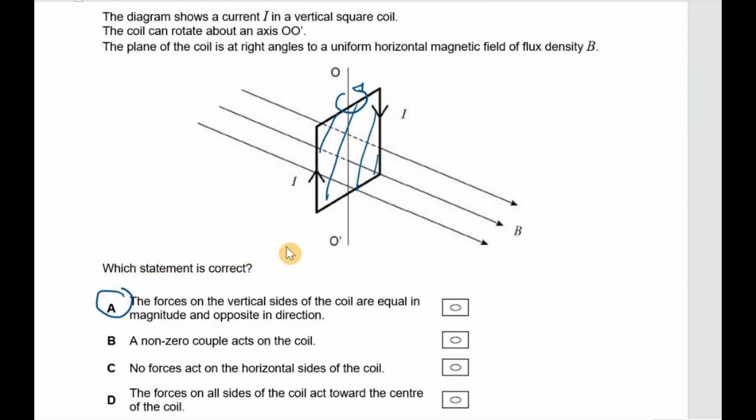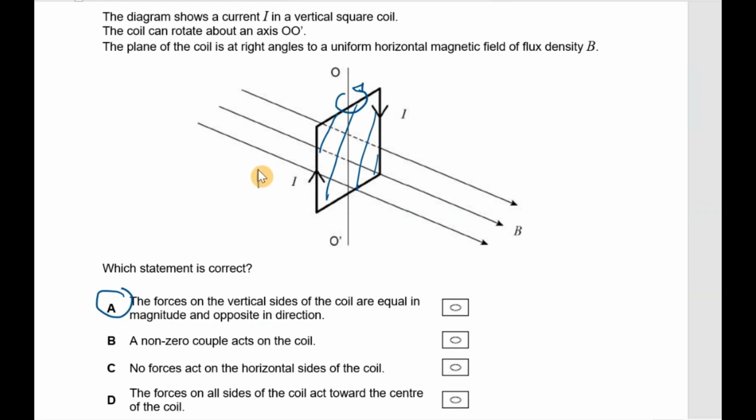So let's look at the first statement. The forces on the vertical sides of the coil are equal in magnitude and opposite in direction. Well, there's going to be forces on the coil due to the motor effect, and we can explain the motor effect with Fleming's left-hand rule.